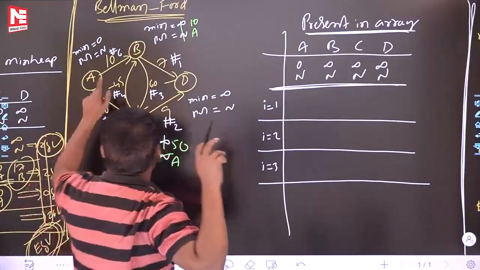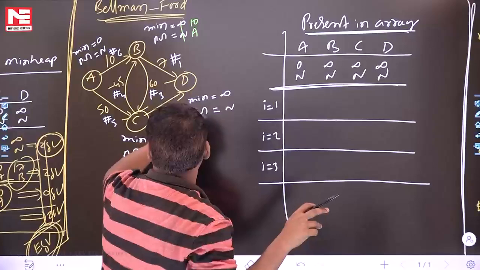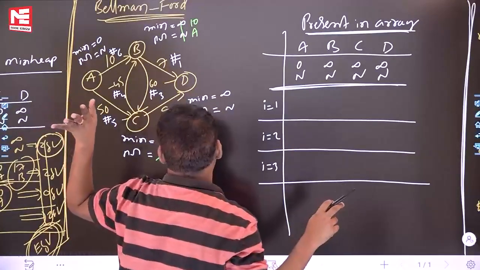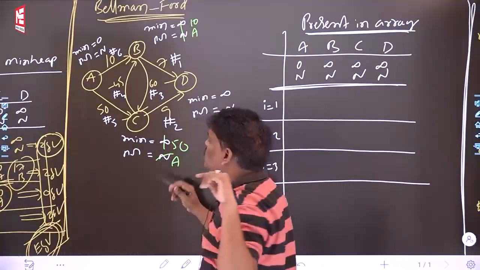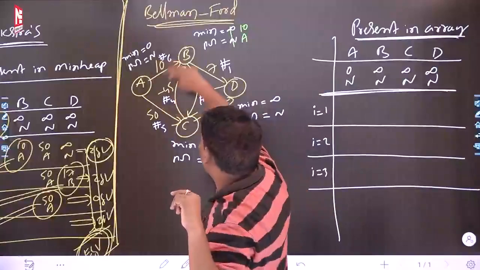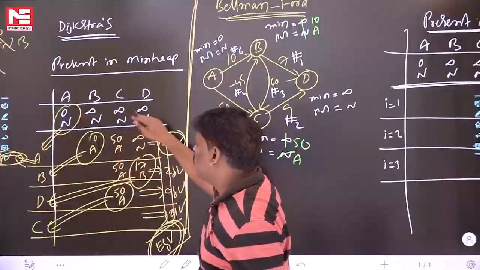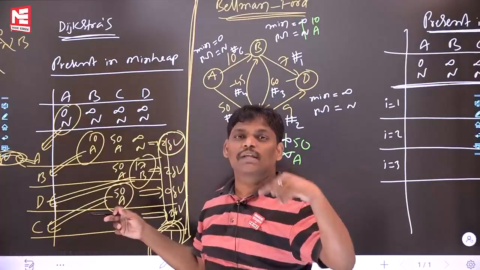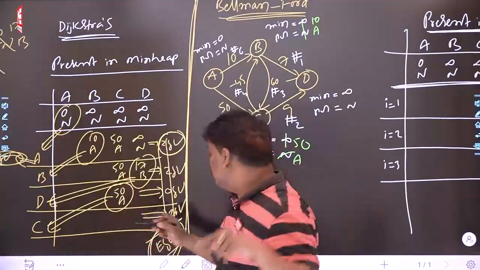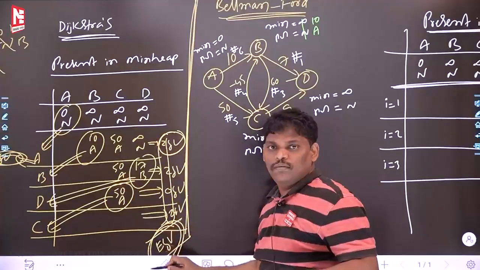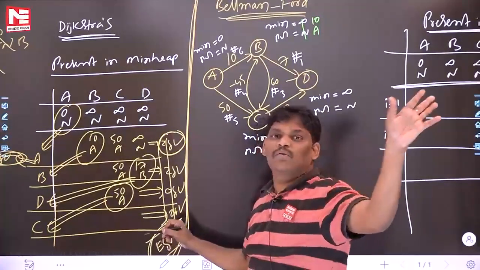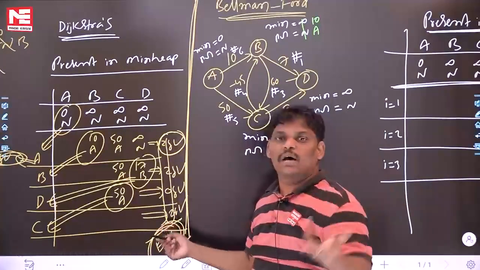Do you believe or not? All edges I did the decrease key operation. Now, interesting answer. All edges you did the decrease key operation, which is equal to Dijkstra's algorithm one time over. When you say Dijkstra's algorithm is completed, what is the meaning? All edges' decrease key operation is done. Dijkstra's algorithm one time over, all edges decrease key operation is done.